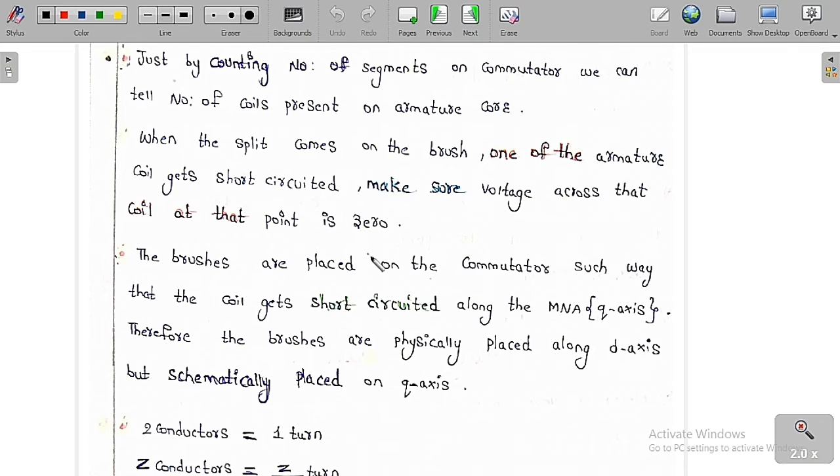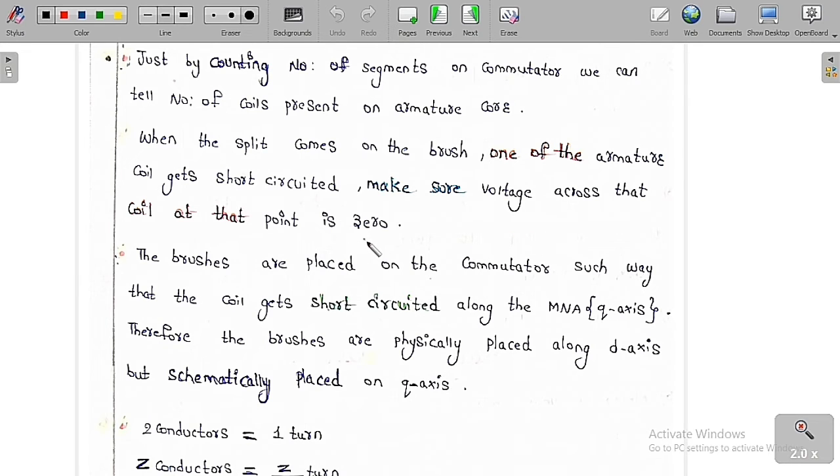Whatever coil is undergoing commutation, what happens is that if the commutator segment is lying on the brush, then the brush can short circuit both the commutator segments. At that instant, whatever coil is present there should not have any voltage. If there is any voltage, a spark is going to occur. So you have to make sure that the coil undergoing commutation has 0 induced voltage. Whenever the split comes on the brush, one of the armature coils gets short circuited. Make sure the voltage across that coil at that point is 0.